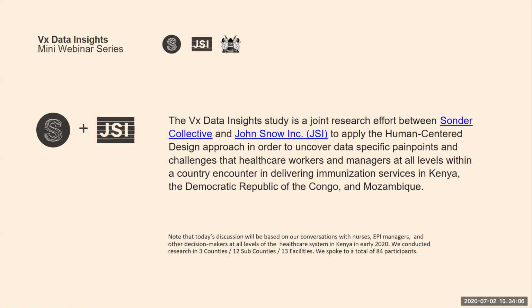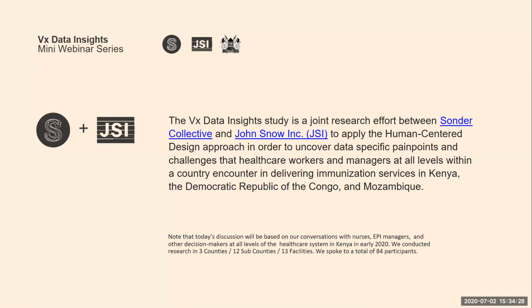Just very quickly to set the context for this work, the aim of this work is to really look at the system from a user perspective, which is the human-centered design approach, and understand some of the root causes behind a lot of the challenges that you all are familiar with that the immunization community has been grappling with for years.